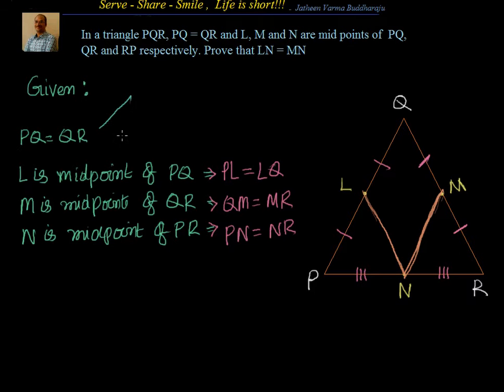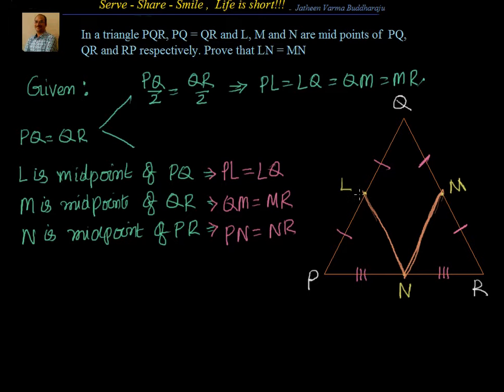So let's write it down. First I will say PQ equal to QR means PQ by 2 is equal to QR by 2. That gives me PL is equal to LQ, which is equal to QM, which is equal to MR. This is my condition I got. PQ equal to QR, PQ by 2 should be equal to QR by 2, and we know L, M are their midpoints. So PL is equal to LQ, which is equal to QM, which is equal to MR.